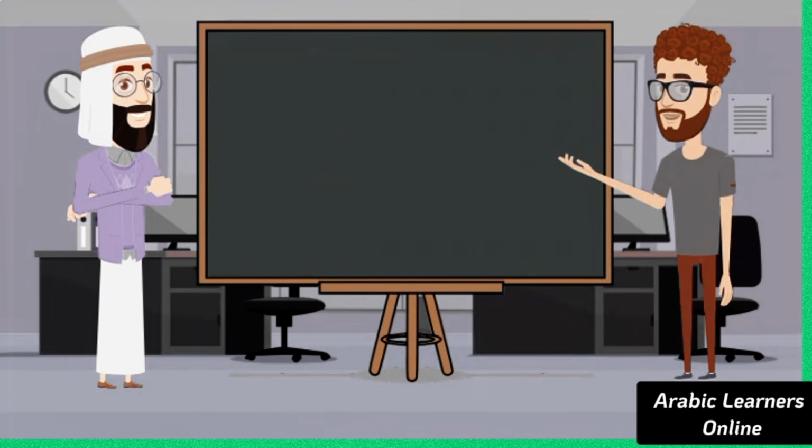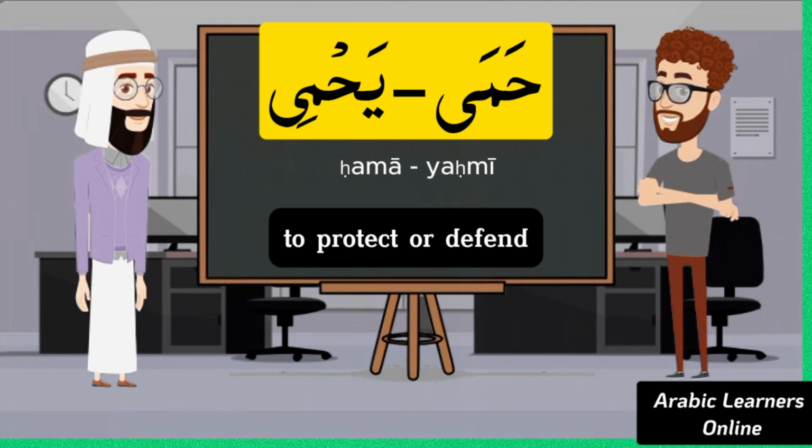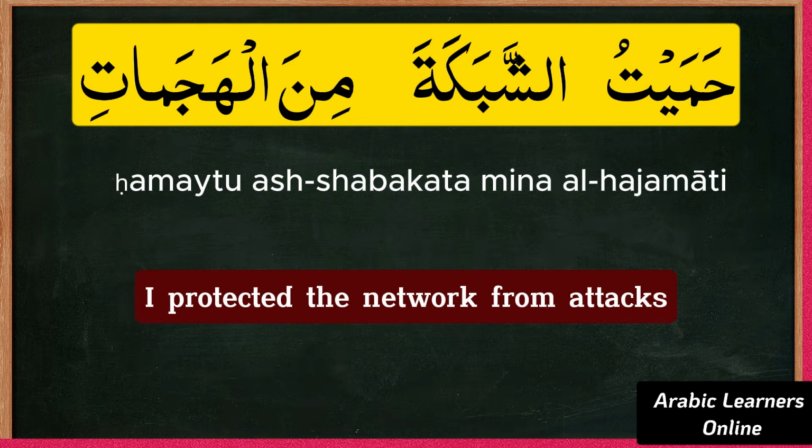Important one. How do I say I protected the network from attacks? For protection, we use حمى يحمي, which means to protect or defend. Say, حميت الشبكة من الهجمات. In English, I protected the network from attacks.